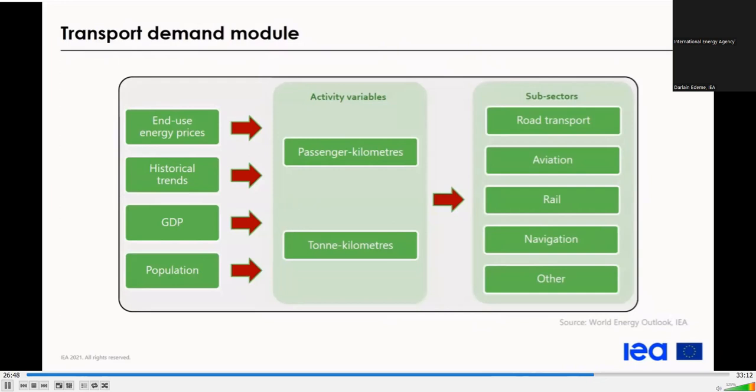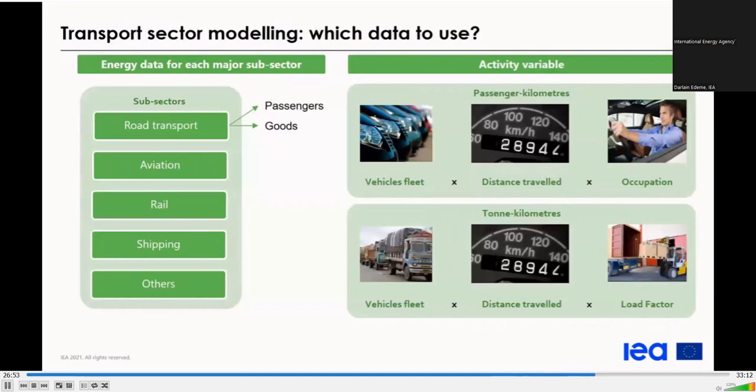So as discussed, the activity variable we will rely on is passenger kilometers, which is basically an aggregated indicator of vehicle fleet, distance traveled on average by one car, and occupation rates, or number of people in one car. And this number will be a good indication of the intensity of how much people want to travel on the road with cars. We will have the same type of indicator for goods, ton kilometers, where we will multiply vehicle fleet by distance traveled by load factor, or quantity of goods in the trucks.